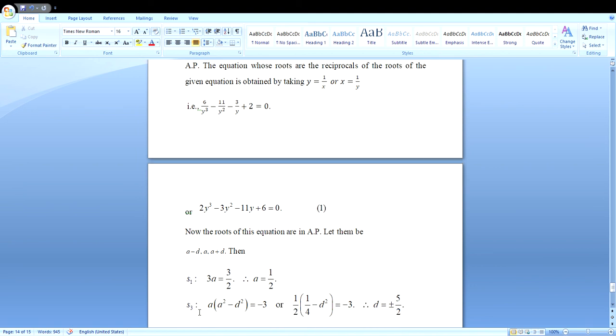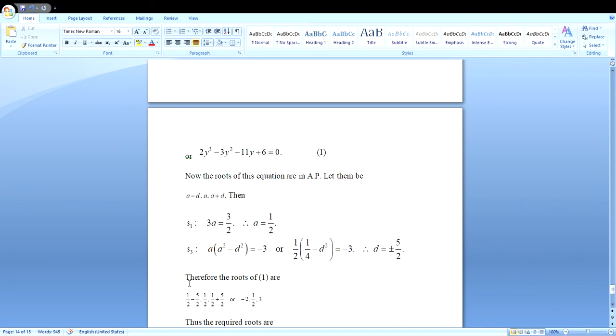Again, from S3, that is a minus d into a into a plus d. Multiplying a minus d into a plus d, we get a square minus d square, and with a, we get a into a square minus d square equal to minus 3. That is minus of 6 by 2, that is minus 3. Substitute the value of a: 1 by 2 into, a square is 1 by 4, minus d square equal to minus 3. Simplifying this, we get d equal to plus or minus 5 by 2.